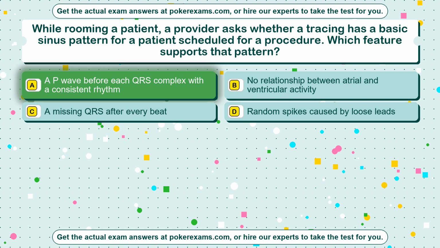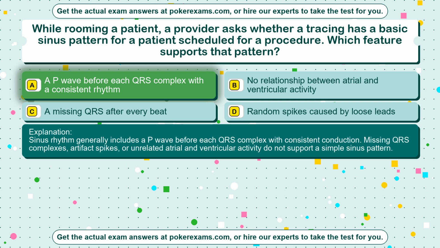The correct answer is option A. A P wave before each QRS complex with a consistent rhythm. Sinus rhythm generally includes a P wave before each QRS complex with consistent conduction. Missing QRS complexes, artifact spikes, or unrelated atrial and ventricular activity do not support a simple sinus pattern.